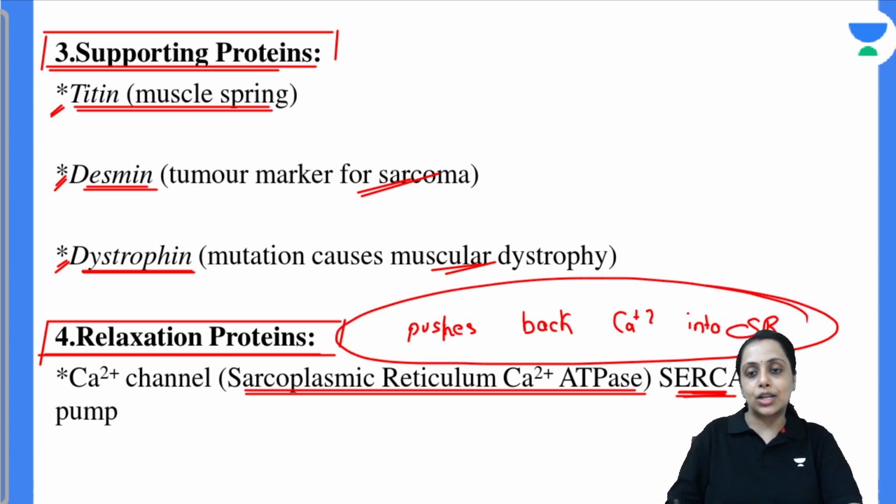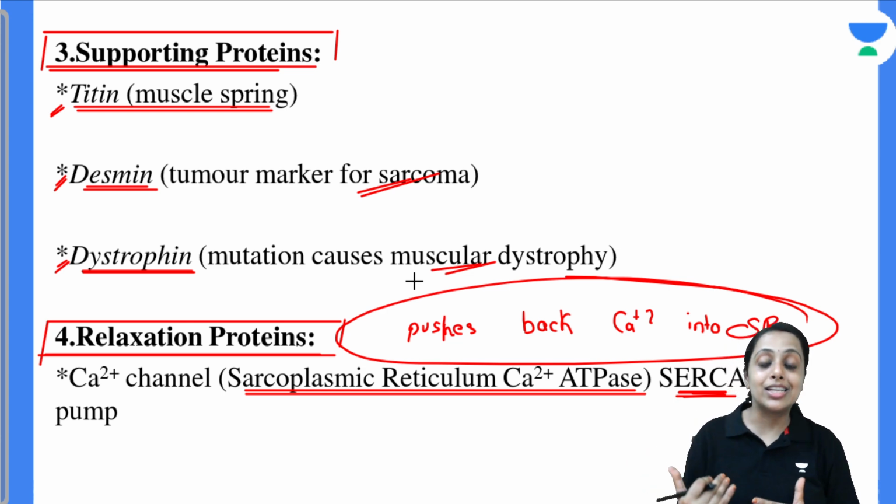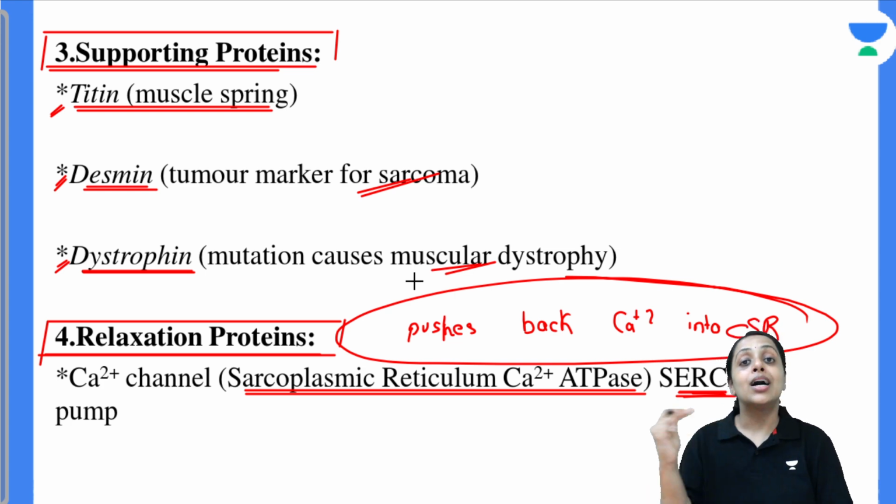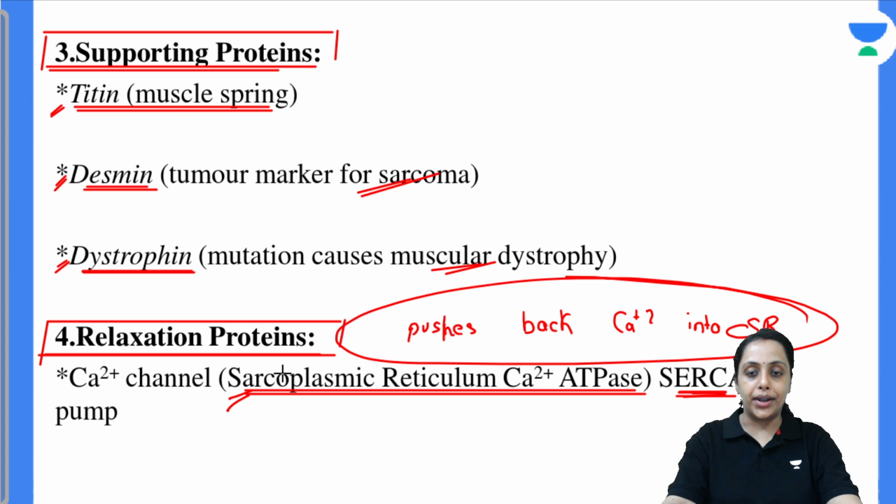So what happens? Our calcium in the cytoplasm will decrease. Our troponin-tropomyosin complex again moves to the myosin binding site. So the myosin binding site gets covered, actin-myosin interaction will stop, and that leads to muscular relaxation. So this point is very important. Do remember, for relaxation the SERCA pump is required.